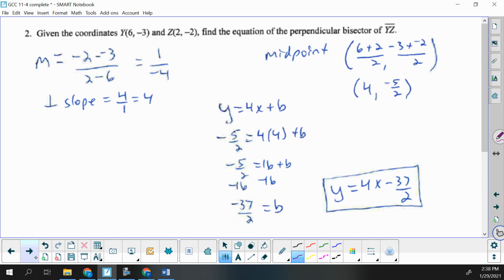So then we'll do y equals 4x plus b. We'll fill in our x and y so that we can solve for b, which is negative 37/2. Or you might have had it as negative 18.5. That's fine as well because it's a terminating decimal. So we then get y equals 4x minus either 37/2 or minus 18.5, whichever you chose to use.